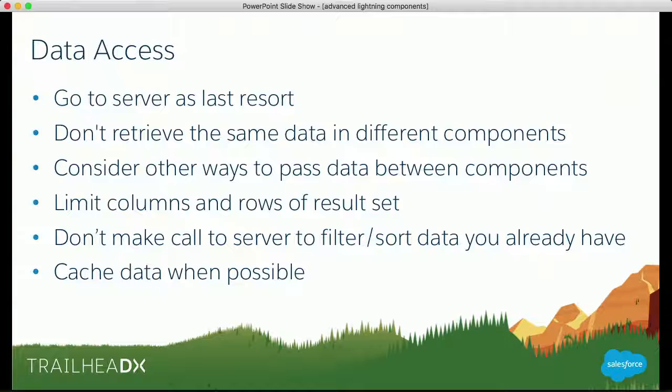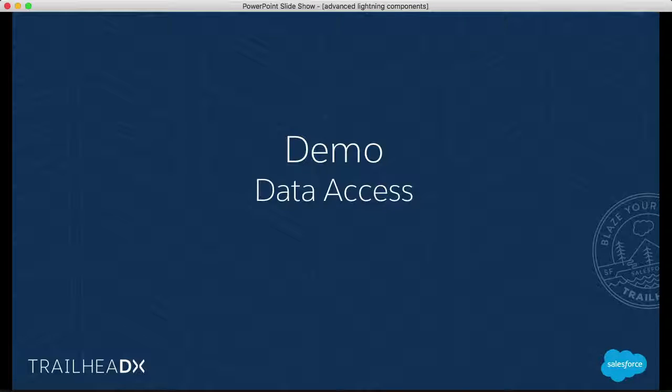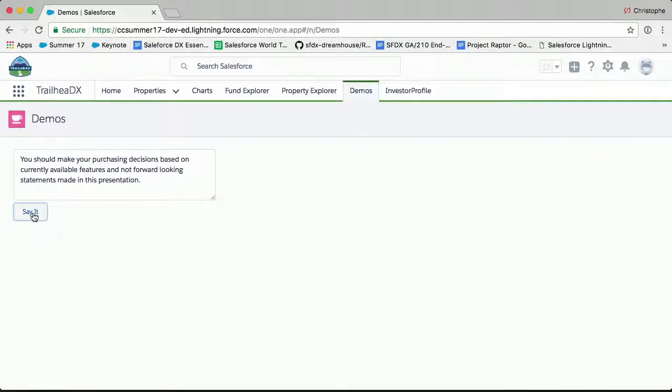Before you go to the server, think and ask yourself the question, do I really need to go to the server to get that data? Or is the data already available somewhere else, maybe in another component? The basic rule there is don't retrieve the same data in different components, right? So to make that point, I wanted to quickly jump to a demo.